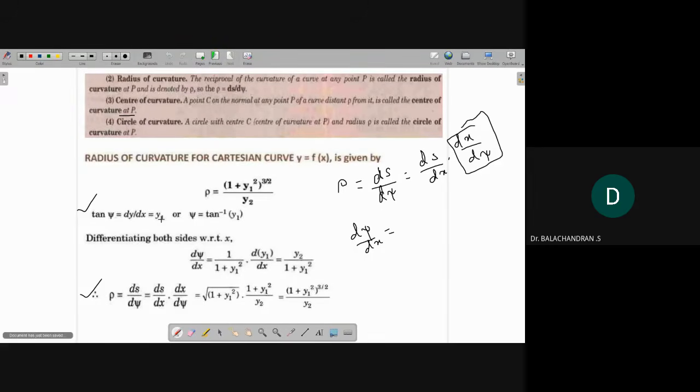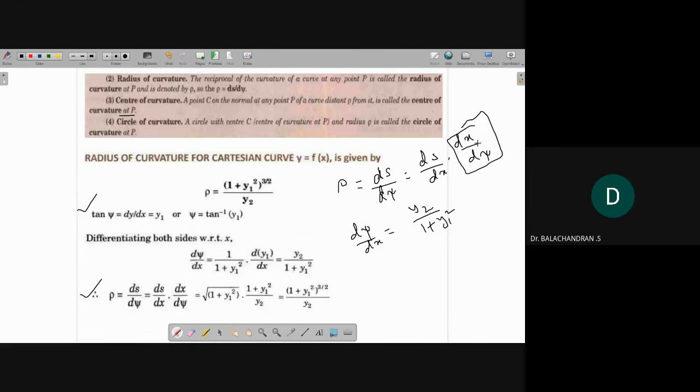So here, if you differentiate psi with respect to x, you get 1 by 1 plus y1 square, and if you differentiate y1 with respect to x, that is dy by dx, you will get y2. So y2 divided by 1 plus y1 square. That is d psi by dx. So I got d psi by dx is equal to y2 divided by 1 plus y1 square.